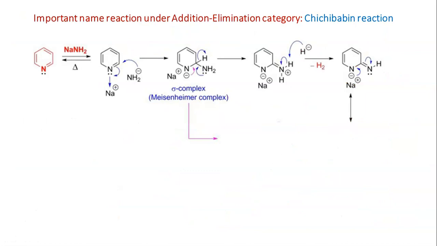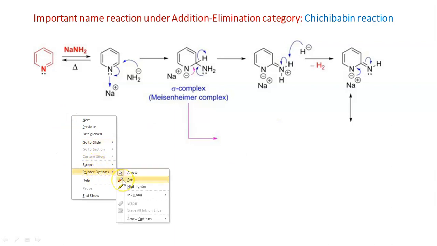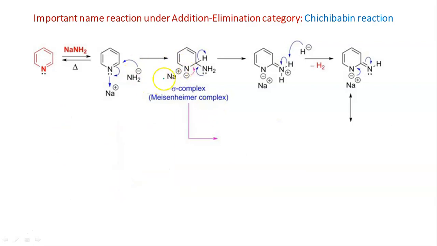Next we have, so we will end today's video with a reaction which is a name reaction actually, and this is an important name reaction under the addition elimination category. Remember the first mechanism in the first video that we have seen, addition elimination or SNAr mechanism. So this reaction is known as the Chichibabin reaction. So we are starting the reaction with pyridine. So this is our pyridine.